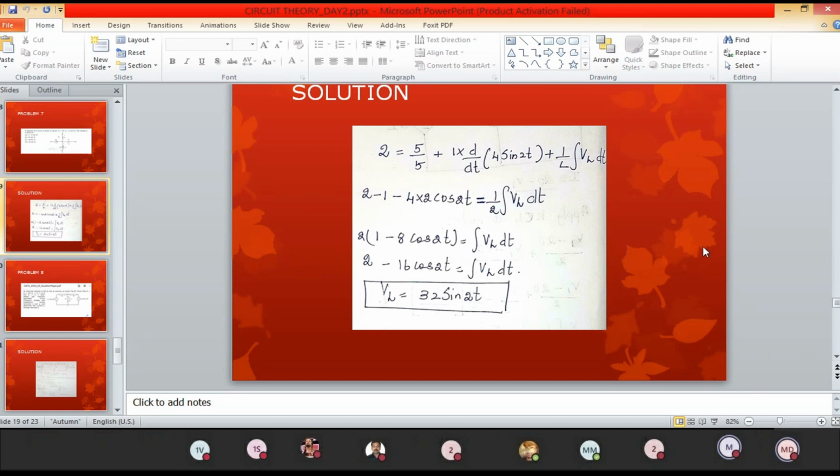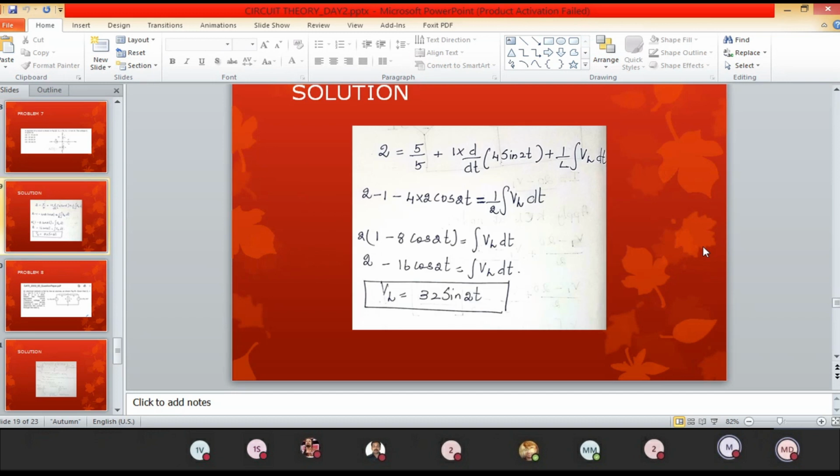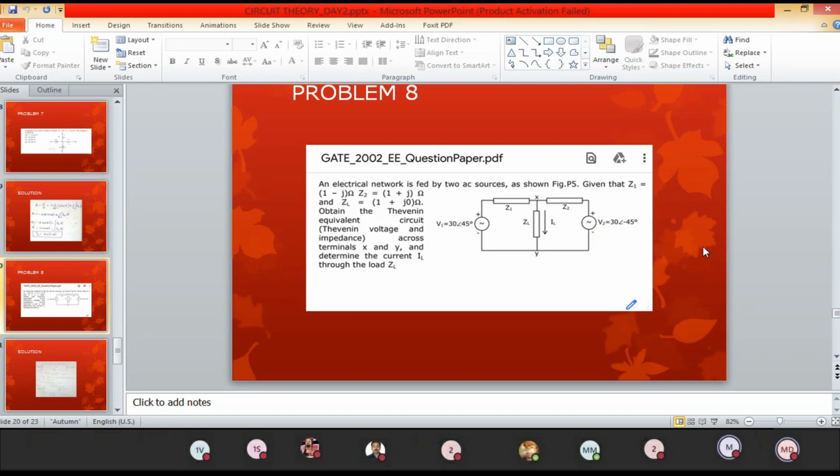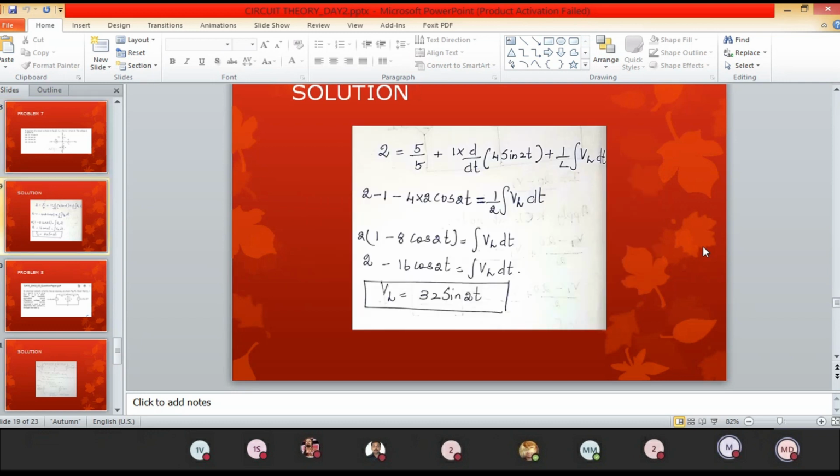Current through the resistor is V_R by R. Also, what is V_R? Voltage across the resistor. And what is the resistor? 5. So 5 by 5, 1 amp, plus current through the capacitor. You know that the expression for current through the capacitor is given by I_C = C dV_C/dt.